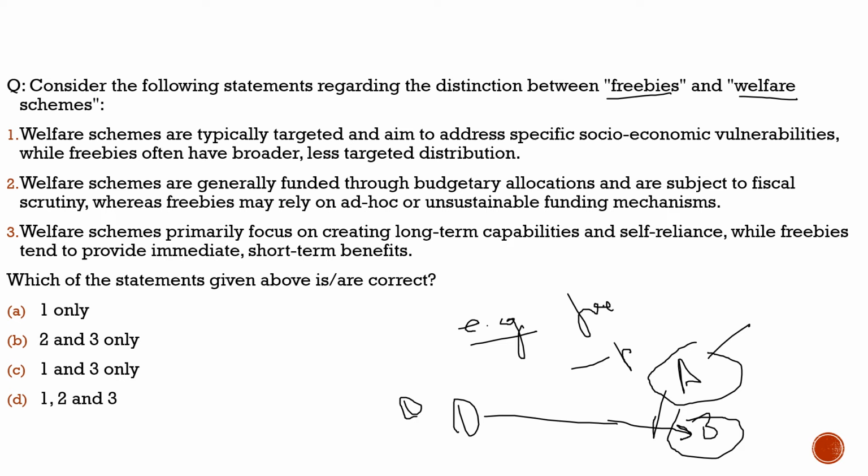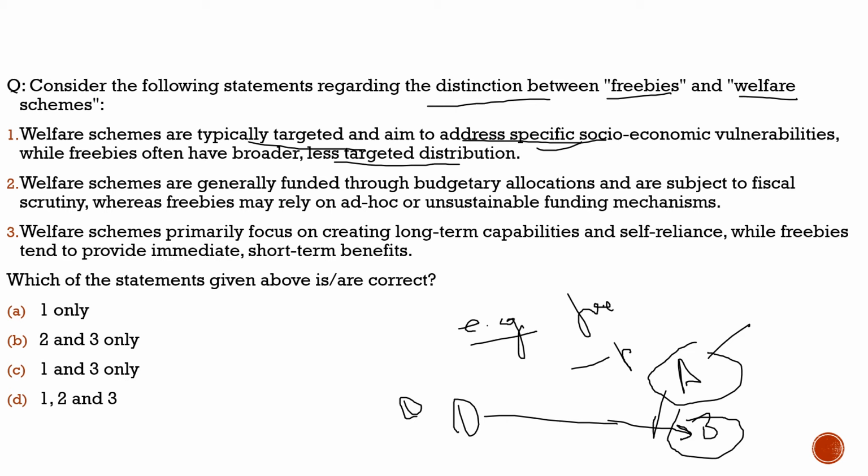Here the question says, consider the following statements regarding the distinction between freebies and welfare schemes. The first statement: welfare schemes are typically targeted and aim to address specific socio-economic vulnerabilities, while freebies often have broader, less targeted distribution. 100% correct. Welfare schemes are addressed to specific socio-economic vulnerabilities, whereas freebies often have broader or less targeted distribution. So the first statement is correct.